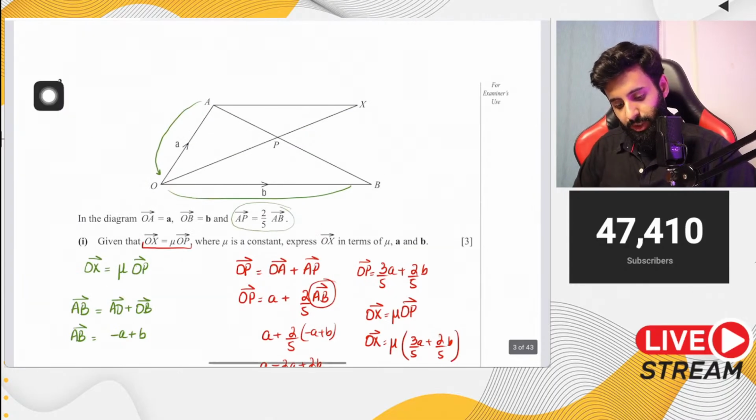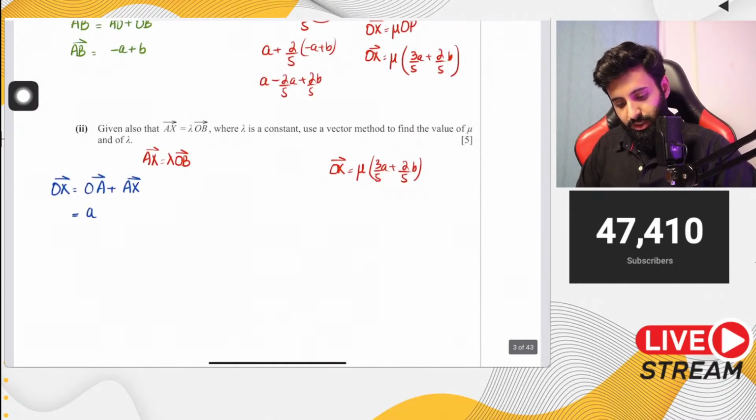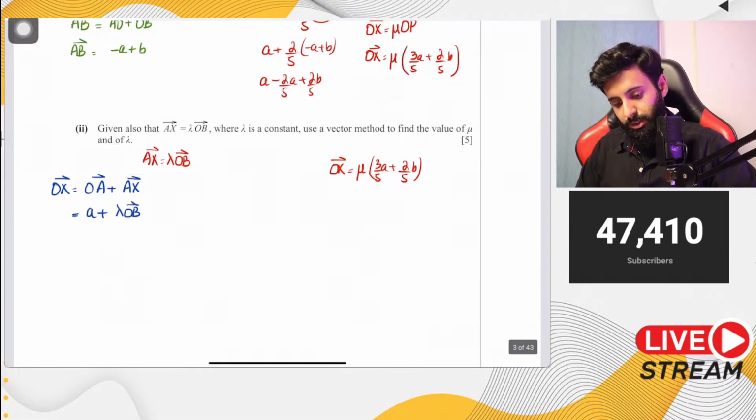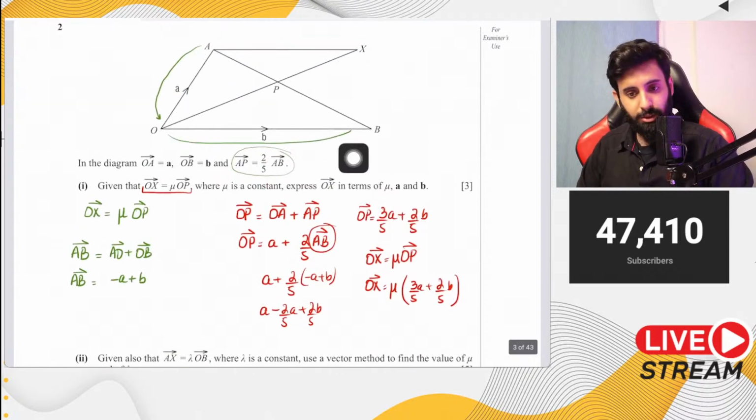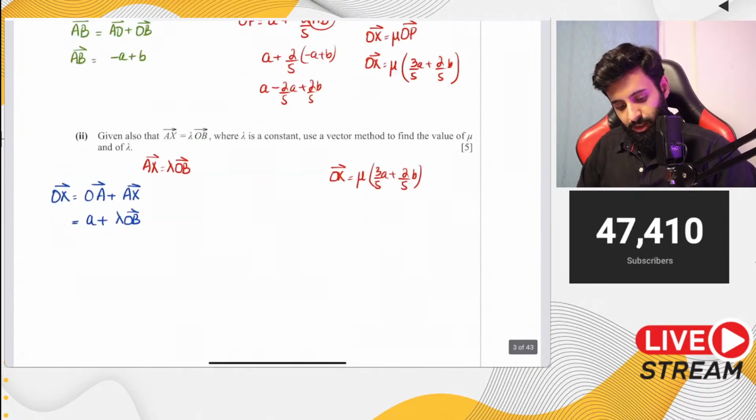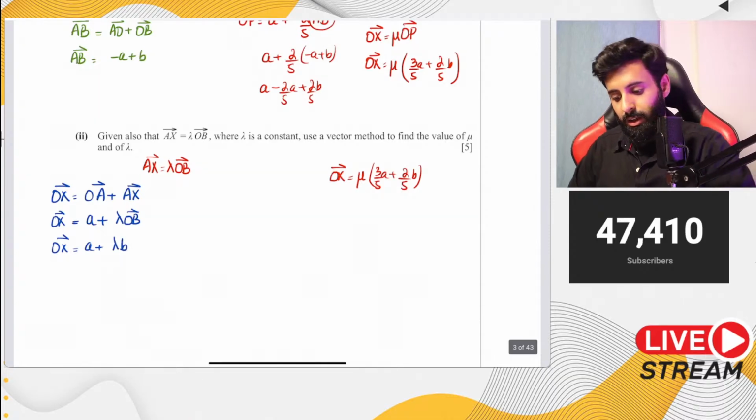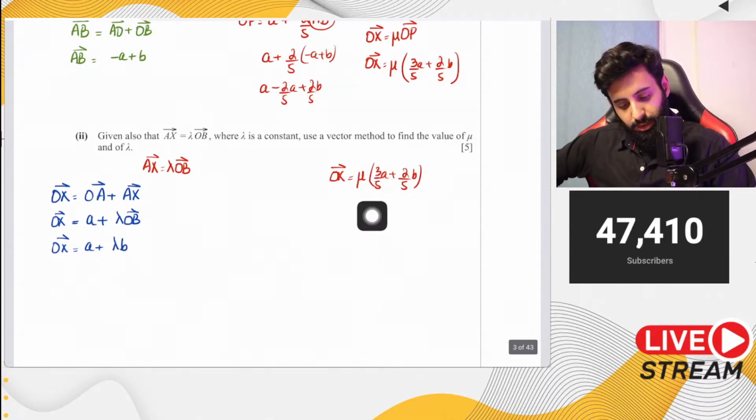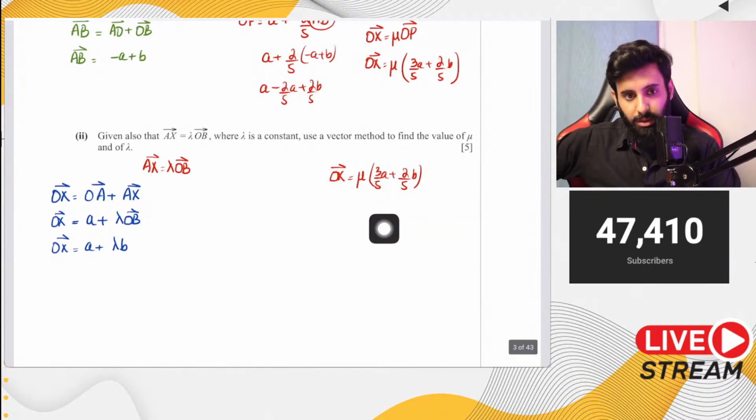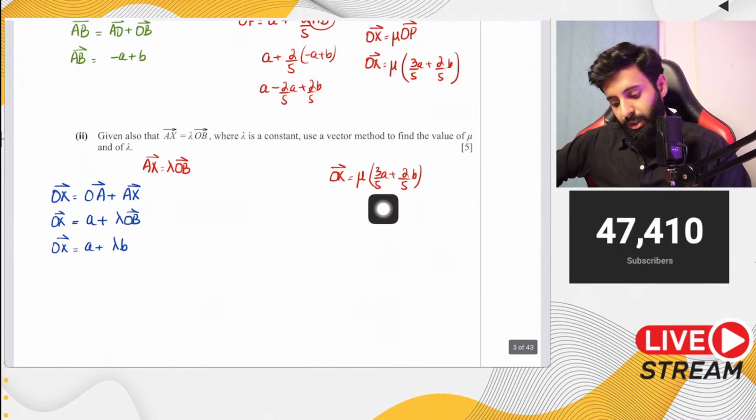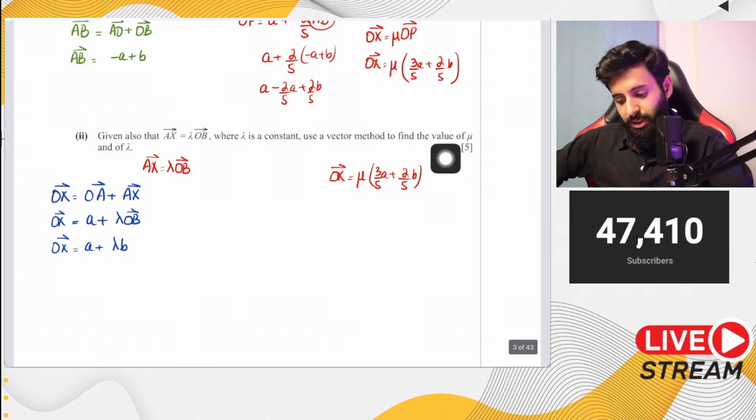Now what's OA equal to? OA is equal to A. What's AX equal to? AX, as the question told us, is equal to lambda times OB. And what's OB equal to? OB is equal to P. So that's great. That means OX can now be written as A plus lambda times P. Now notice this is also OX and this is also OX. What can I do now? I can now use this information to find the value of mu as well as the value of lambda.